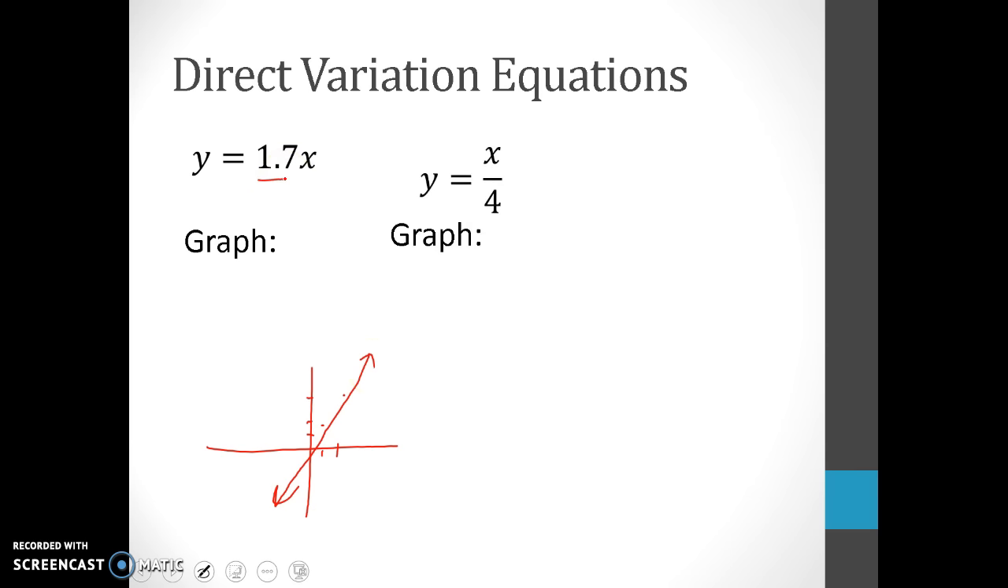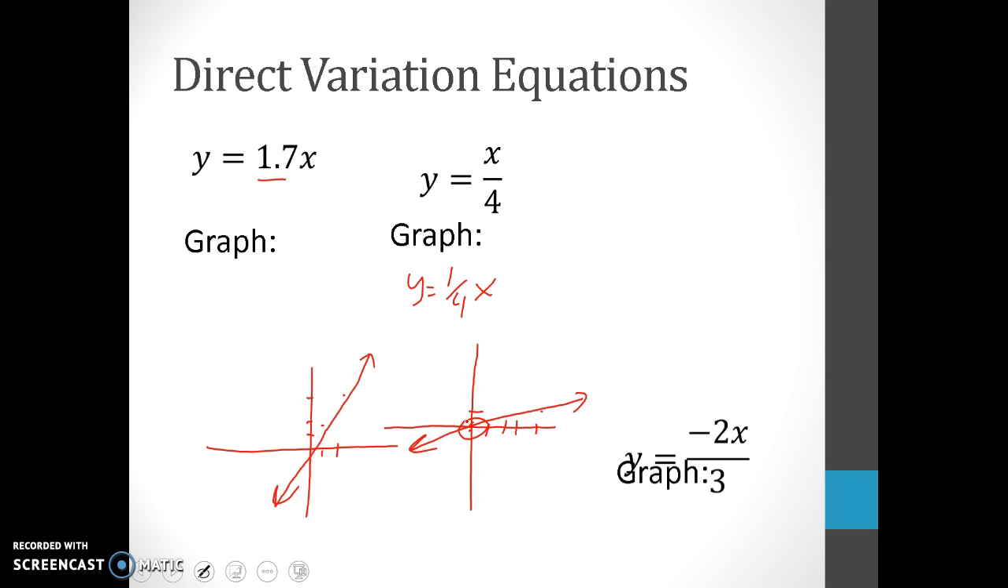If I take a look at the graph of this equation, it looks a little bit different, but it's still 0. If I plug in 0 for x, I'm going to get 0 for y. This is the same thing as if I were to write it as y equals 1/4 times x. And so the slope is like 1/4. So if I move over 4, I'm going to go up 1, and the slope looks like this. Still a direct variation. It goes through the origin, and it has a slope of 1/4.